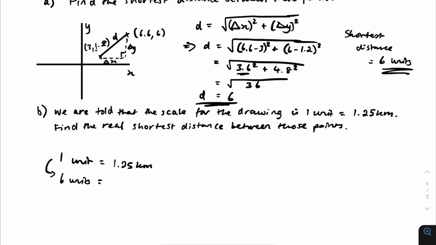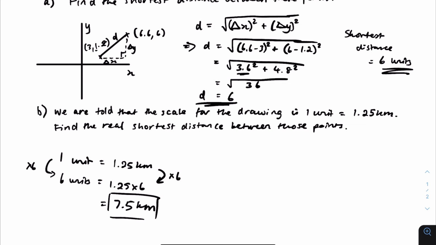So if we go from 1 unit to 6 units, that's multiplied by 6. That also means that this 1.25 km must multiply by 6. So we're going to get 1.25 times 6 as the real shortest distance. So 1.25 times 6 is the same as 6 times 5 over 4, which is 30 over 4, and that's equal to 7.5 km, 7.5 km.